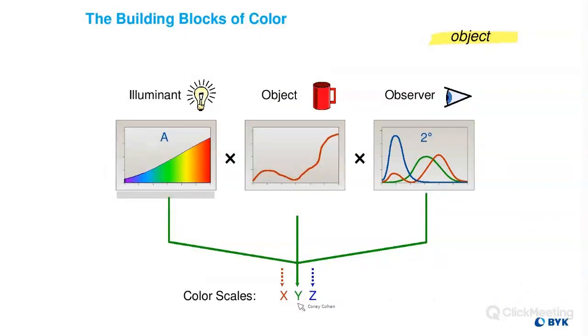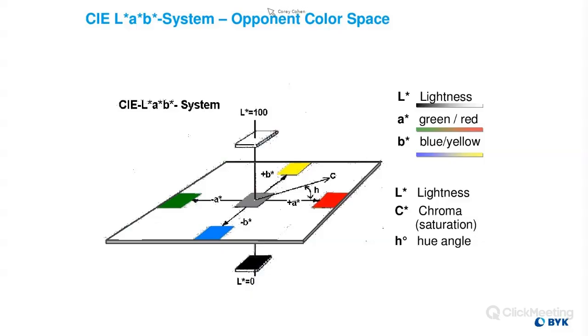And so we get color scales such as XYZ. Those are referred to as the tri-stimulus color values. And those are sort of a direct representation of how much light is being seen by each of those cones in our eye. But it's not really a very intuitive color space. So we want to convert that into something that's a little easier, a little more intuitive to understand. And generally that would be the LAB system. So this is something else that was developed by CIE, the International Commission on Illumination.